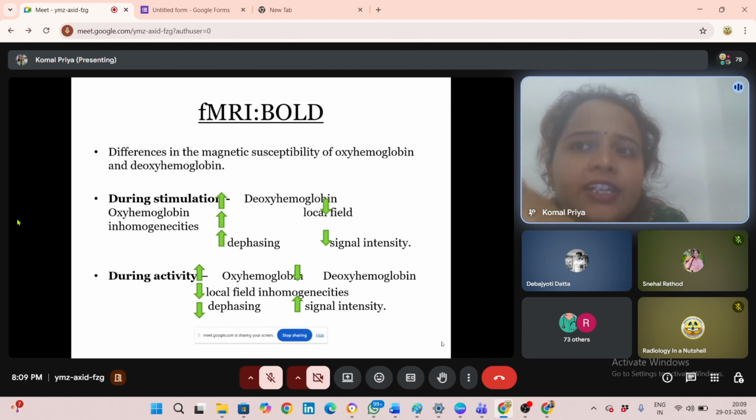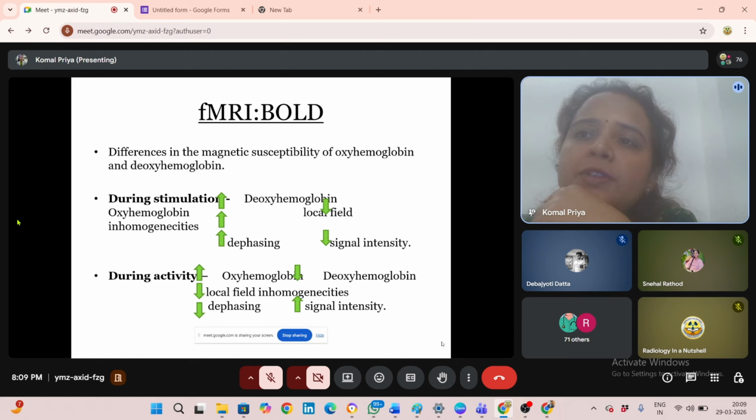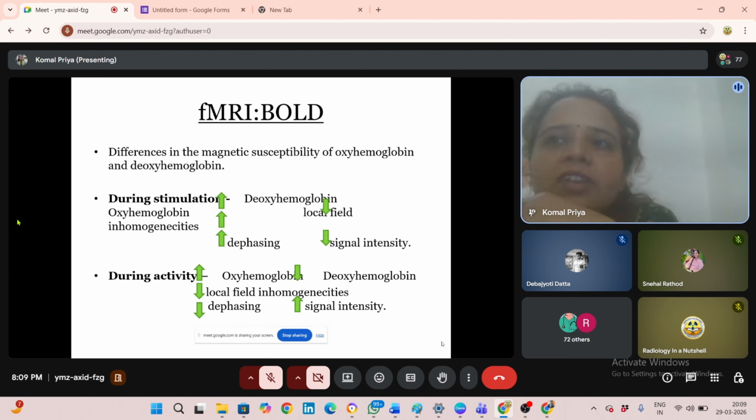So what we do in functional MRI, we use this BOLD sequence. In BOLD sequence, why? Because it will create a T2 star effect. That is, FID signal will be generated, and T2 star effect will be generated, and we'll use a long TE, that is around 40 to 70 milliseconds, and we'll acquire these BOLD images. Now, in order to understand this BOLD, let's discuss the magnetic properties of the blood, right? Magnetic properties of the blood are very important in understanding this technique.